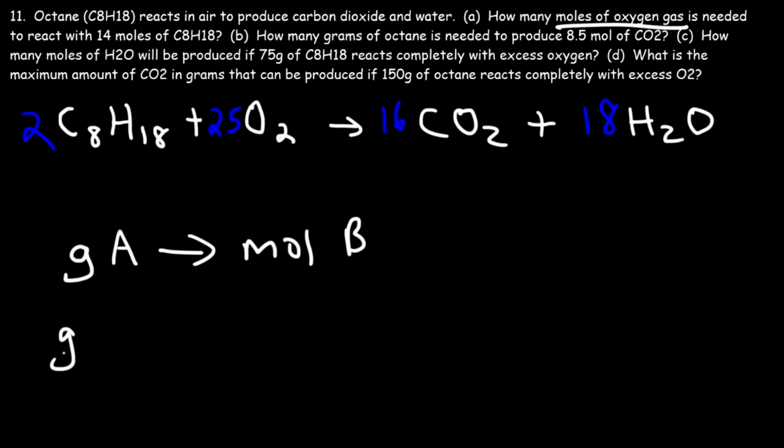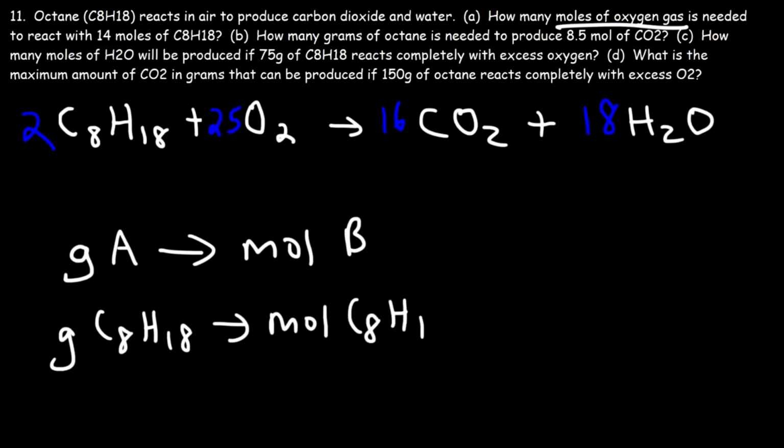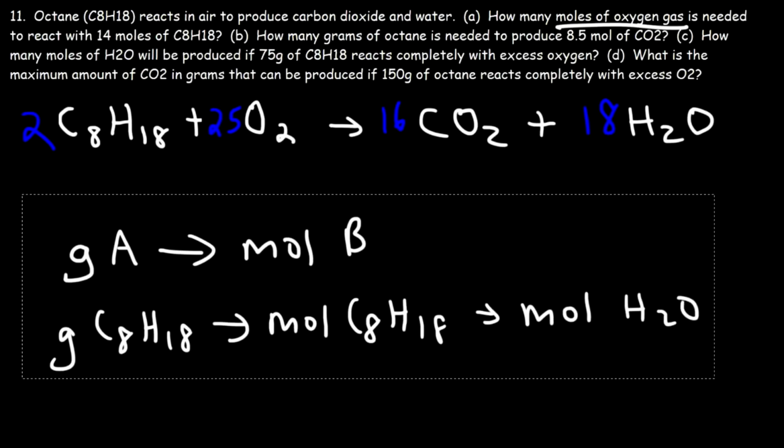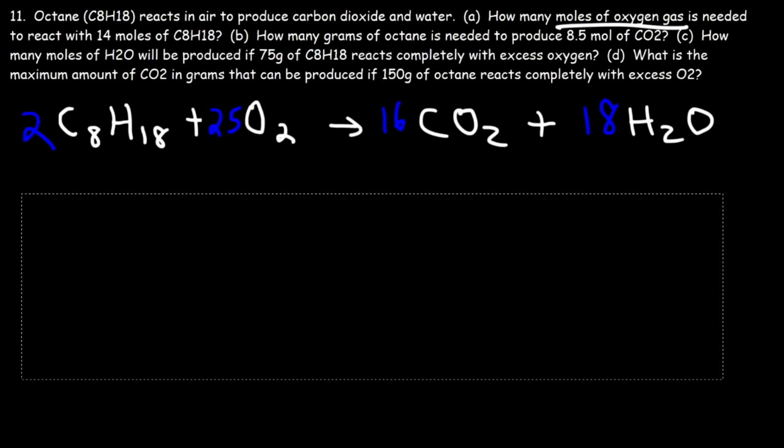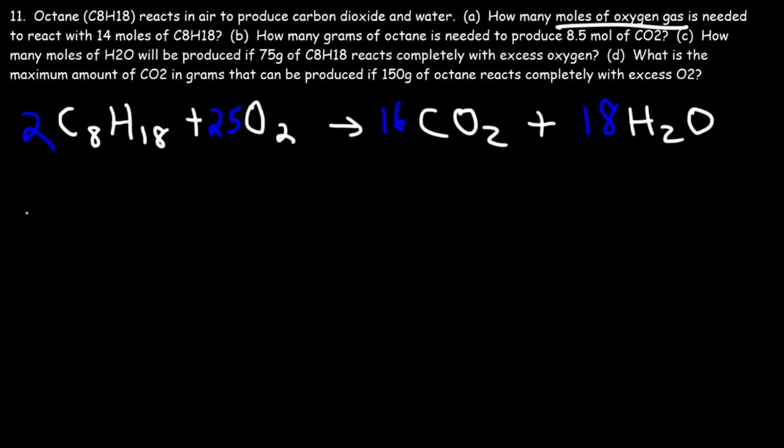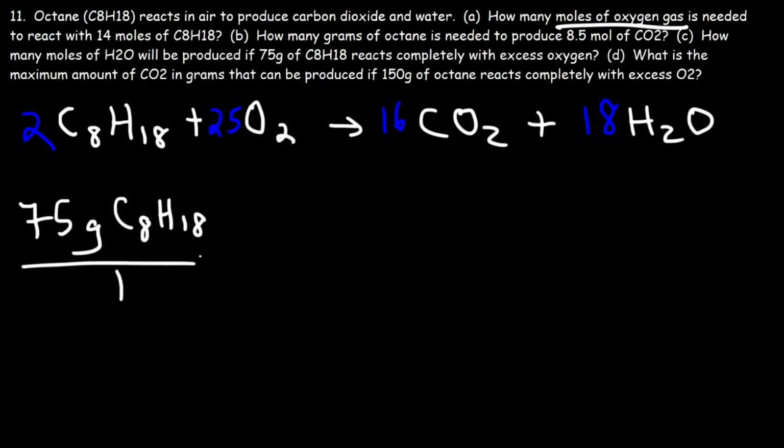So what we're going to do is start with the grams of octane, and then convert it to the moles of octane using the molar mass. And then once we have that, we're going to use the molar ratio to go from octane to H2O. And so just like the last problem, this is a two-step problem just in reverse. So let's start with what we're given, 75 grams of octane. And let's begin by converting it to moles.